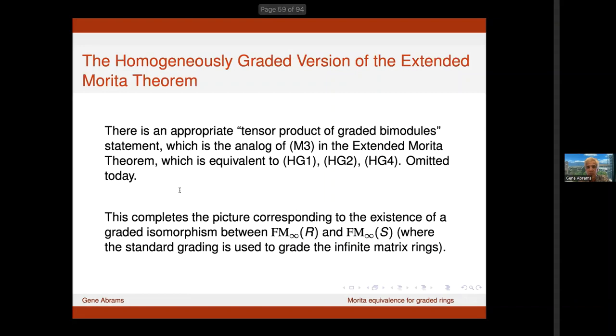So is there an HG3? Yeah, there is, but I don't really want to talk about that today, just in the interest of time. So what we're able to do is take the extended Morita theorem and port over the theorem to the context of graded rings, again, where the launch point is we're going to take M4, isomorphism between the FMs, and assume that that isomorphism is a graded isomorphism between the FMs in the standard gradings.